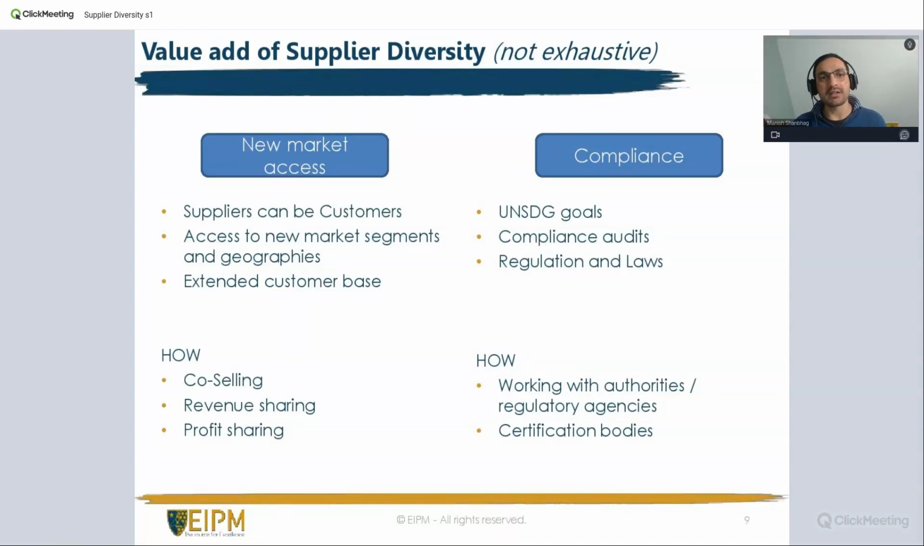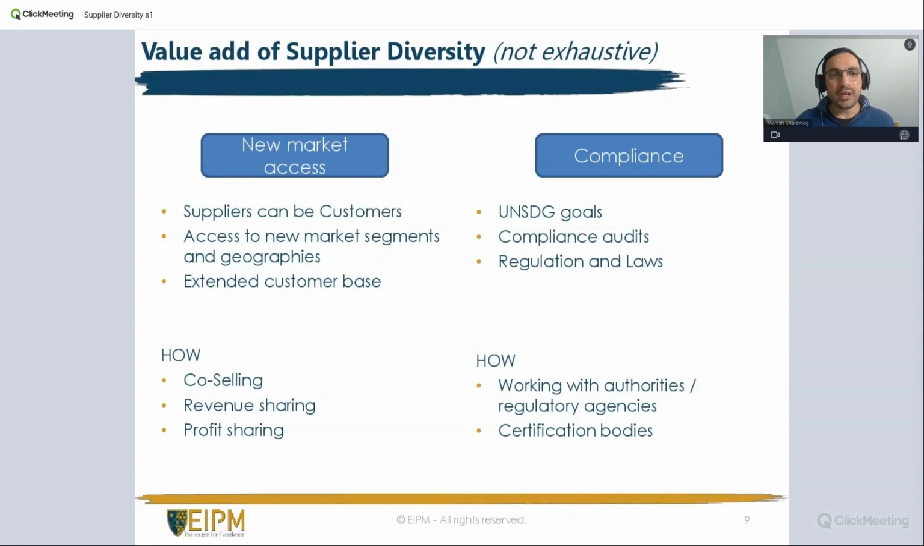So women owned enterprises or veteran owned, you have the LGBTQ, etc. community, then you have the gender, you have the age related aspects. So this opens up access to new markets and new geographies as well, right? So you're effectively getting an extended customer base. You can see the benefits coming out clearly from an extended customer base, right? Directly contributing to the top line of your company.